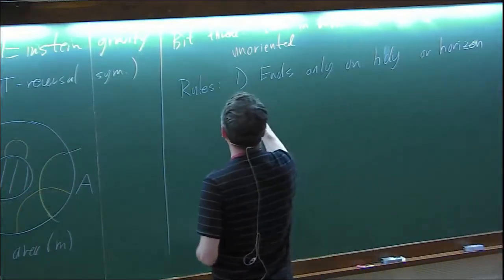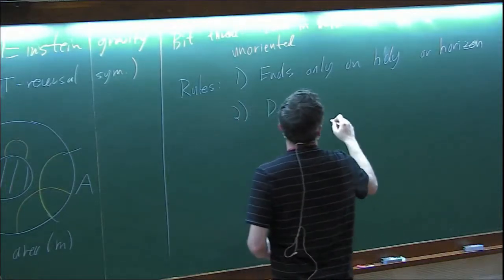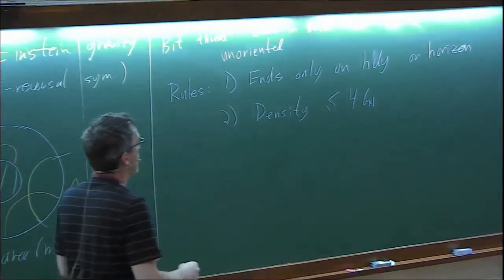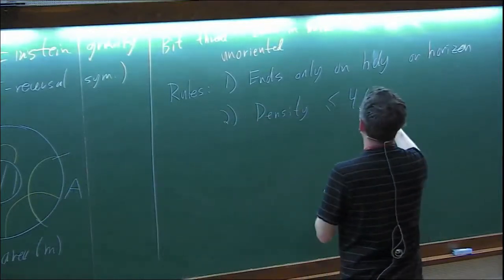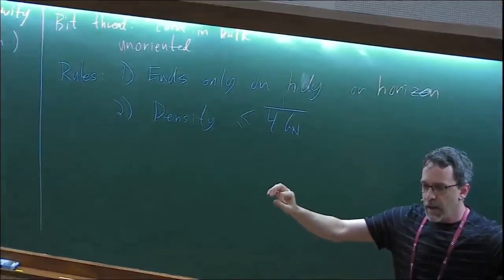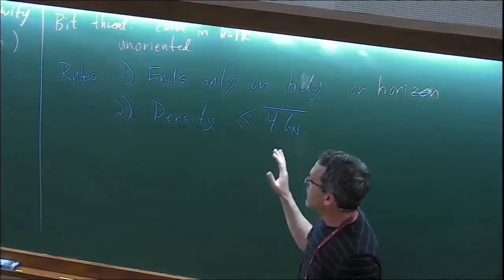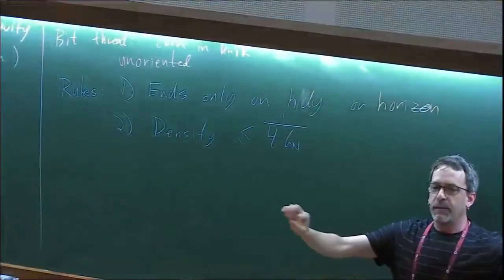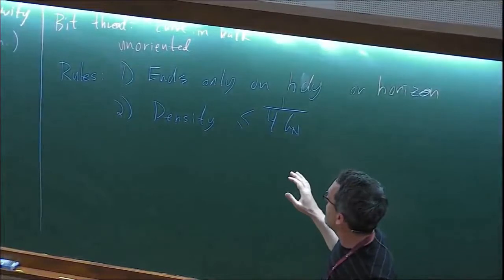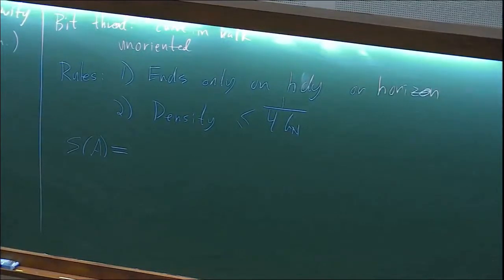And the second is that the density is bounded above by 4G Newton. In other words, each thread has some thickness 4G Newton, if you want to think about it that way. And so it occupies some amount of space, okay? And so the point I want to make here is that the thickness here is microscopic. So we have these two rules that bit threads obey.